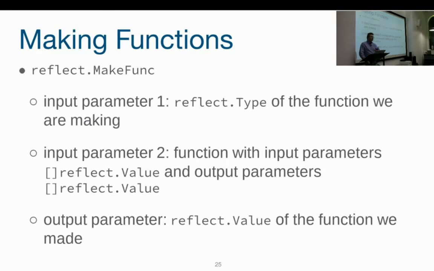And reflection does not just let you make new places to store data. You can actually use reflection to make new functions with reflect make func. This function expects the reflect type for the function that we want to make, and a closure whose input parameters are a slice of reflect value, and whose output parameters are also a slice of reflect value. So here's a quick example. We're going to create a timing wrapper. You pass in any function, and it will tell you how long the function ran for.